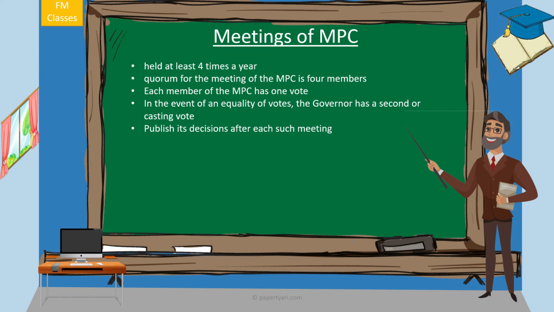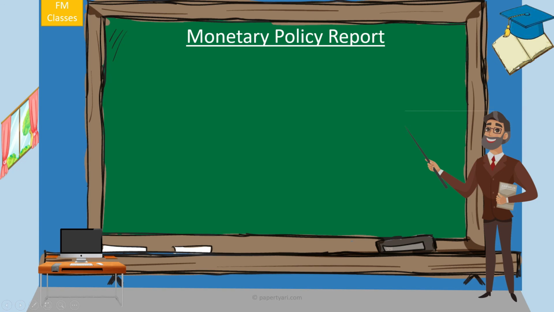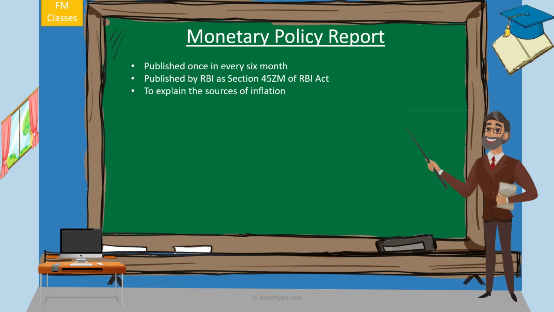And after every such meeting, the MPC has to publish its decisions. That is why RBI always publishes its monetary policy statement on its website. Next, moving on to the monetary policy report. The monetary policy report is published by RBI once in every 6 months. This is mandated to RBI as per Section 45ZN of the RBI Act. There are two things in this report that RBI has to give. First is to explain the sources of inflation. Secondly, it has to give a forecast of inflation for 6 to 18 months ahead.